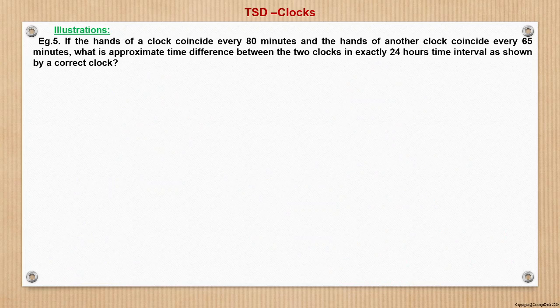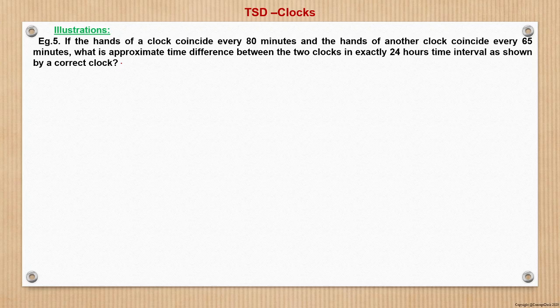Moving to question number 5. Question 5 says that if the hands of a clock coincide every 80 minutes and the hands of another clock coincide every 65 minutes, what is the approximate time difference between the two clocks in exactly a 24 hours time interval as shown by a correct clock?